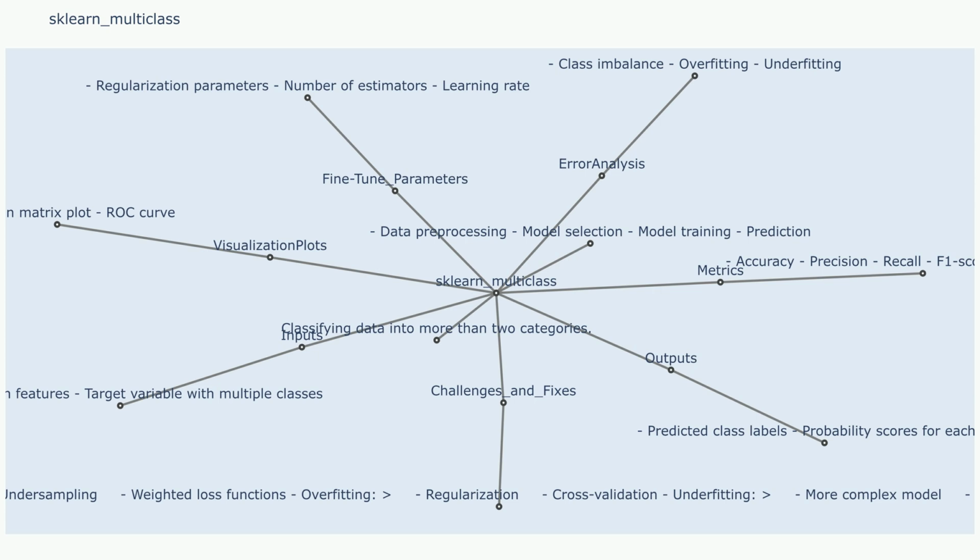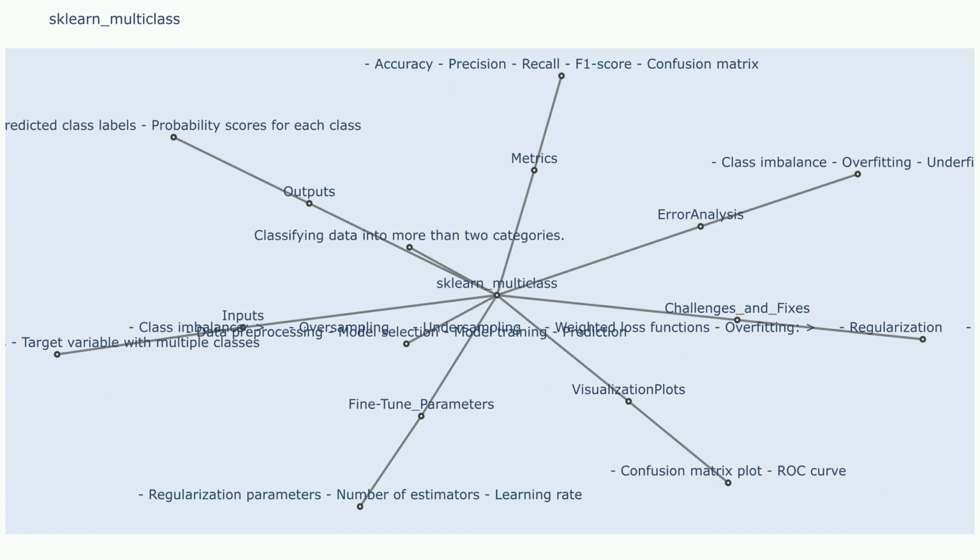Inputs: data. This refers to the input features used for training and predicting the class labels. It can be a tabular dataset with numerical and categorical features, or a dataset of images, text, or other types of data. The features should be carefully chosen to provide sufficient information for the model to distinguish between the different classes. Target: this represents the true class labels corresponding to each data point.